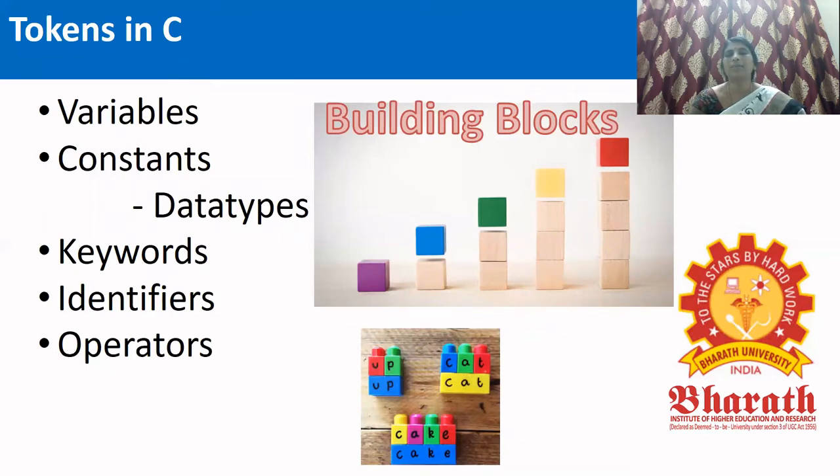Next, we'll see tokens in C. Tokens in C are the building blocks of the C language. They are variables, constants that involve the data types, keywords, identifiers, and then operators.